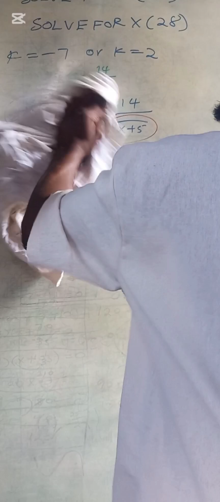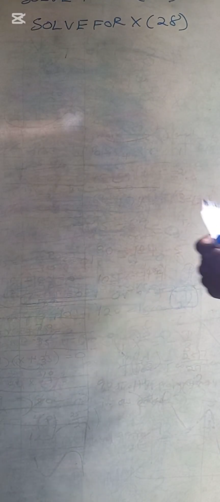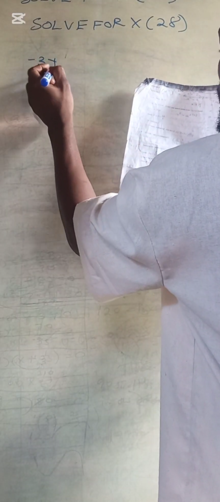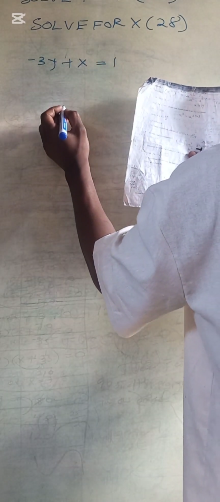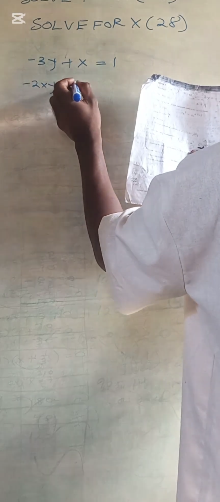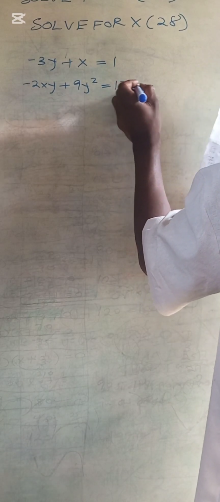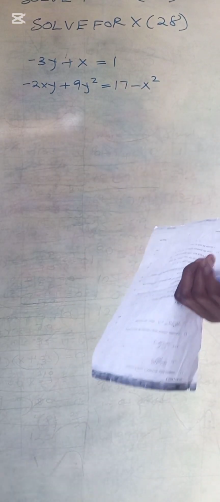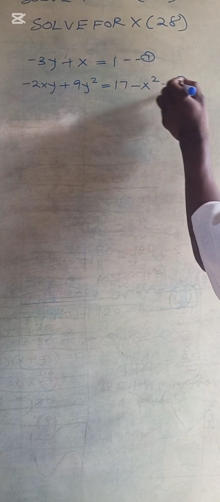Moving right along. I guess it's a simultaneous equation. Simultaneous equation: minus 3y plus x is equal to 1, minus 2xy plus 9y squared is equal to 17 minus x squared, right? So we have two equations. This is equation 1, this is equation 2.